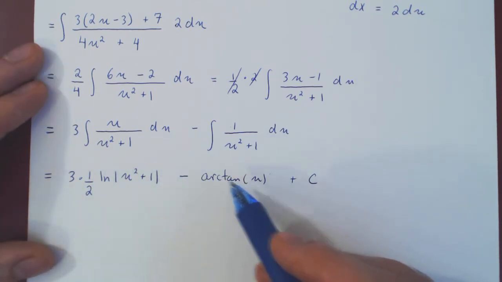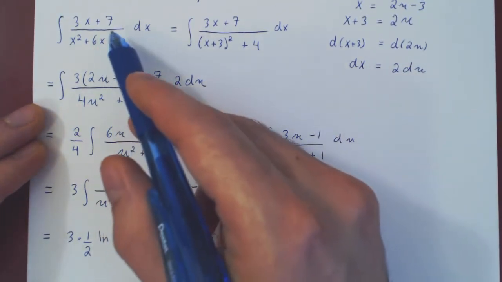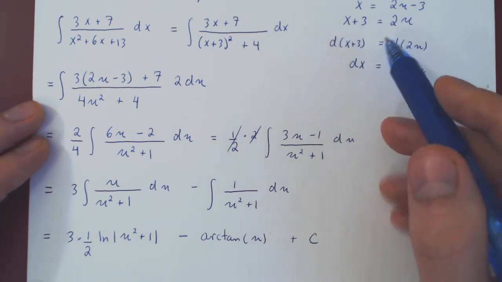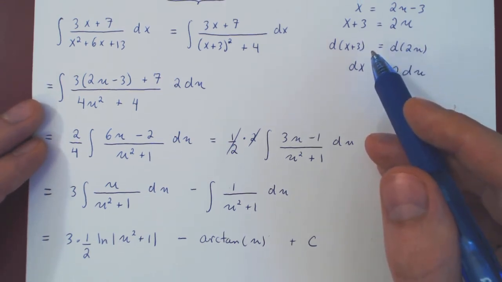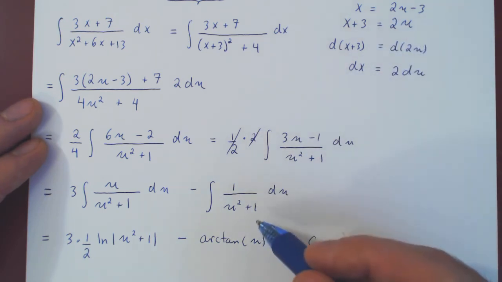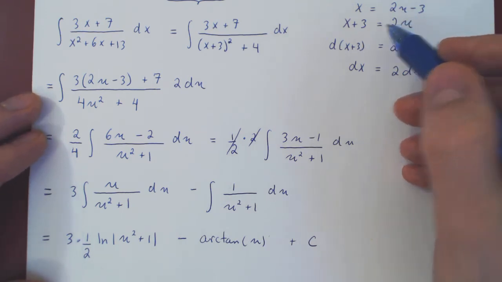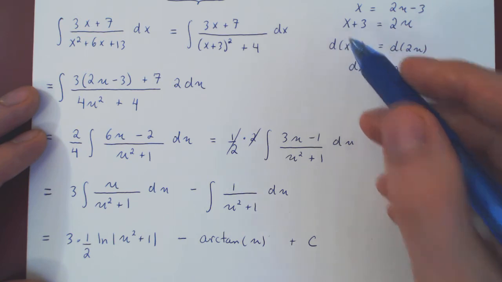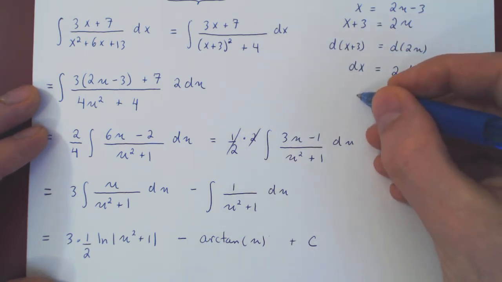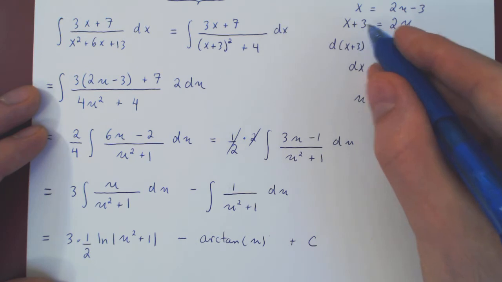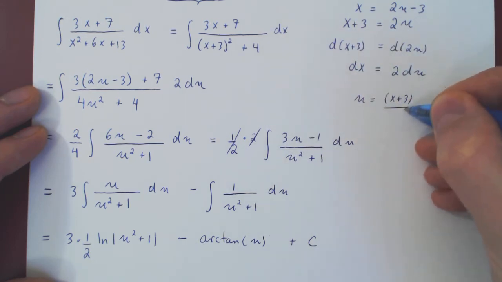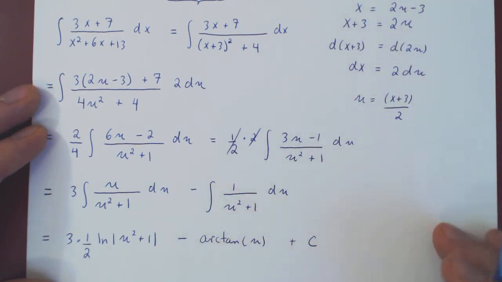Okay, well, now we have the integral of our rational function, but in terms of u, we want to go back in terms of x. So let's substitute, so we have to replace u in terms of x. So if you look here, if x plus 3 is 2u, if you divide across by 2, you will have that u is, of course, x plus 3 divided by 2. So let's substitute.